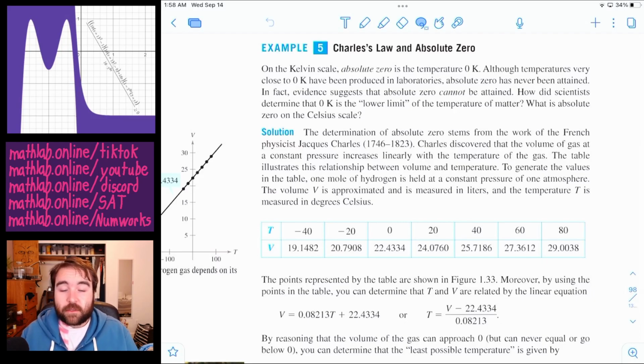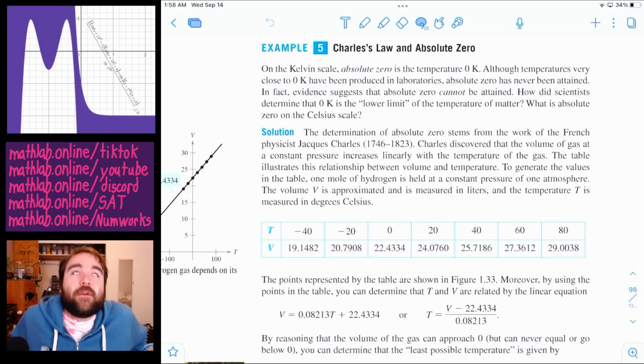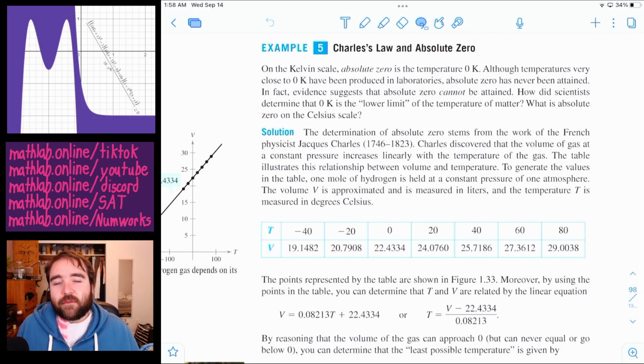How did scientists determine that 0 Kelvin is the lower limit of the temperature of matter? What is the absolute zero on the Celsius scale? Okay, well, the absolute zero on the Celsius scale, we sort of know that. That's like negative 273 something, right? Or-ish. I don't know. Well, let's see. This is more of a story.